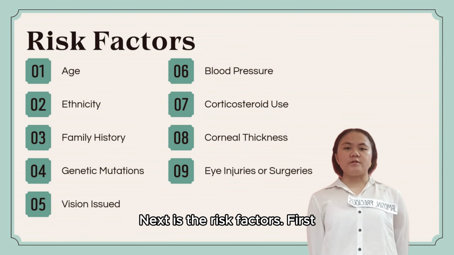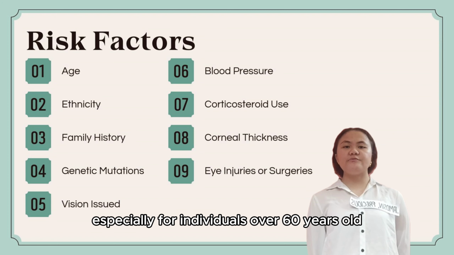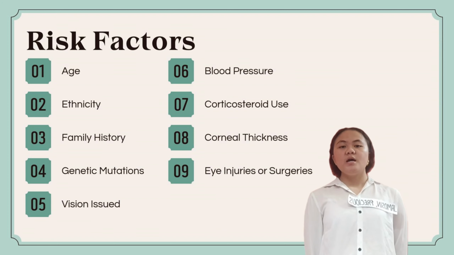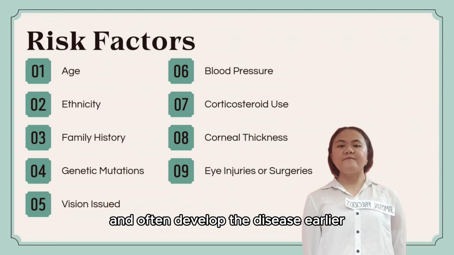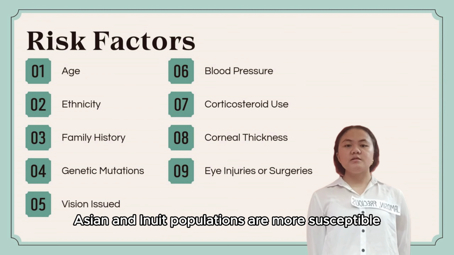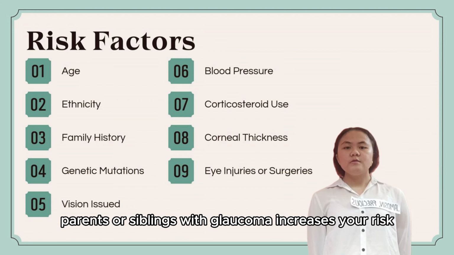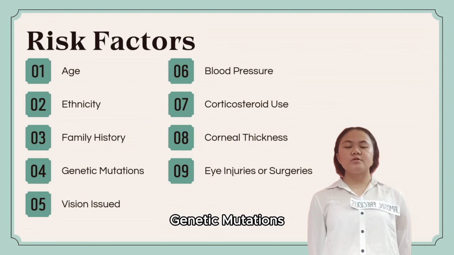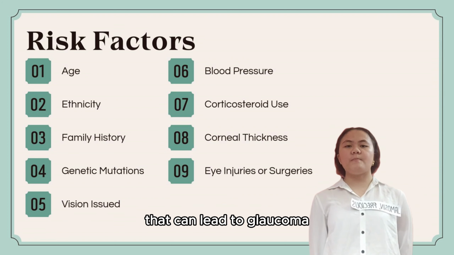Next are the risk factors. First factor is age. The risk increases with age, especially for individuals over 60 years old. Ethnicity. Black and Hispanic individuals are at higher risk and often develop the disease earlier. Asian and Inuit populations are more susceptible to angle closure glaucoma. Family history. Having a first-degree relative, parents or siblings, with glaucoma increases your risk. Genetic mutations. Scientists have identified certain gene mutations that can lead to glaucoma.